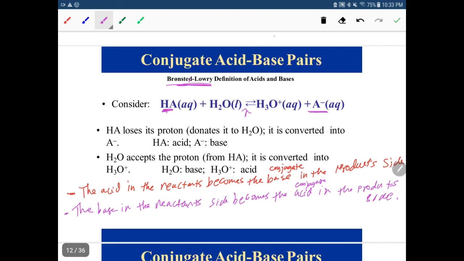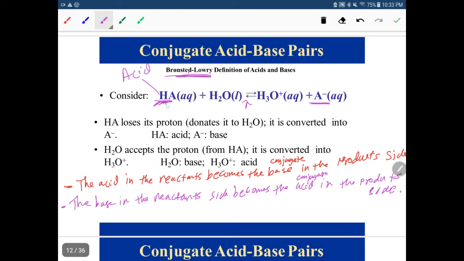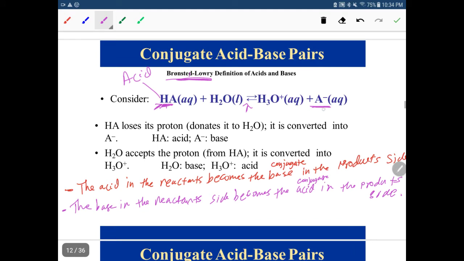So what happened here? Right away you can tell an H was lost, an H was donated, a proton was donated. So since HA loses its proton, or donates its H plus or proton, it's gonna be the Bronsted-Lowry acid. As soon as you find the acid in the reactant side, you go to the product side, and whatever is left from the acid is gonna be the conjugate base. So right here, this will be the conjugate base.